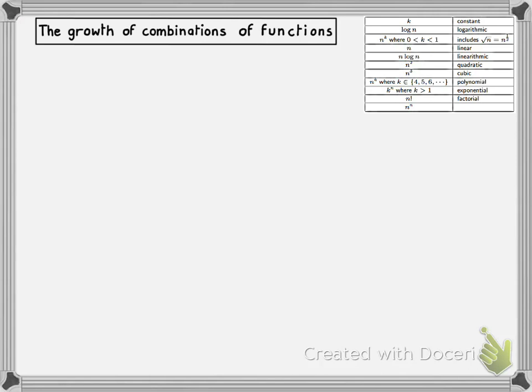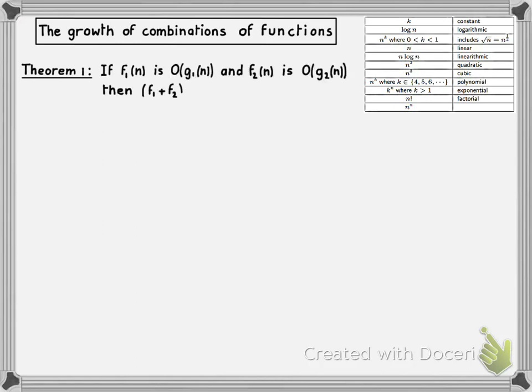So let's state our first theorem, number 1. Let's say you have two functions, f1 of n and f2 of n. And let's say that f1 of n is big O of g1 of n, and f2 of n is big O of g2 of n. What can you tell about the new function f1 plus f2 of n in terms of big O upper bounds?